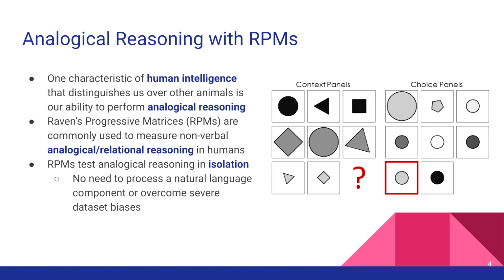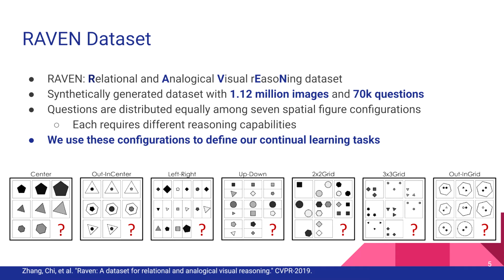We started with Raven's progressive matrices to test analogical reasoning, since this problem allowed us to test the reasoning capabilities of agents in isolation. By isolation, we mean that there is no need to process natural language components or overcome severe dataset biases, which are some of the challenges associated with problems like visual question answering. More specifically, we conduct experiments on the Relational and Analogical Visual Reasoning, or Raven dataset. It's a synthetically generated dataset that consists of more than 1 million images and 70,000 associated questions.